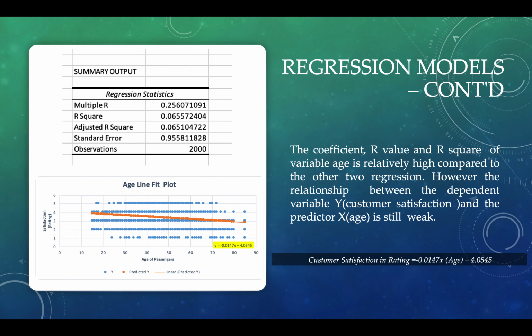The third predictor we picked is age. From the regression, we can see that the coefficient is negative 0.0147, R value is 0.256, and R squared is 0.0656. We can tell that the statistics of the variable age are relatively high compared to the other regressions. However, the relationship between the dependent variable y and the predictor x is still weak.